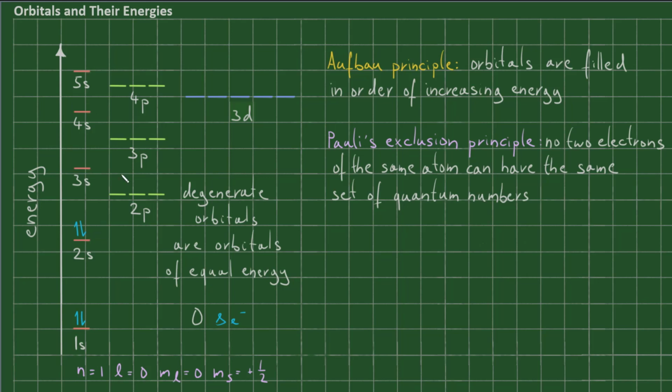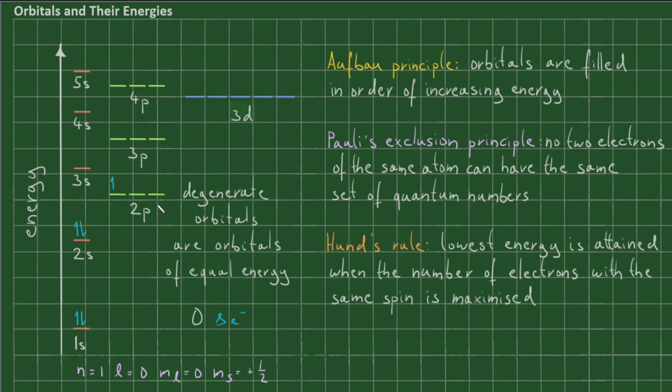The fifth one will go and occupy a 2p orbital. Where does the sixth one go? It has 2 choices. It can either pair up with this electron or occupy one of the unoccupied orbitals. This brings us to the third rule, and it is known as the Hund's rule, which states that the lowest energy is attained when the number of electrons with the same spin is maximized.